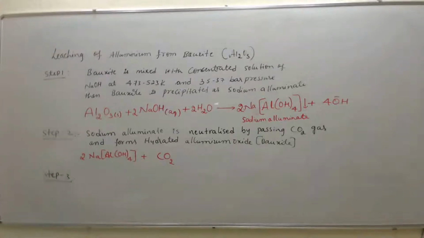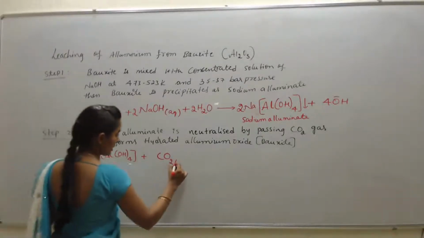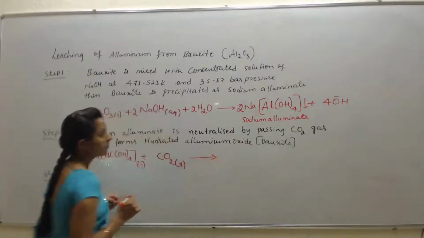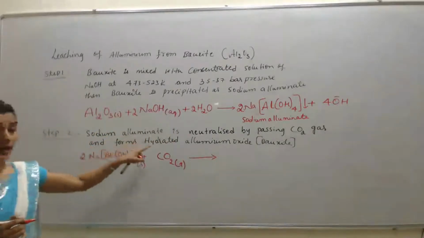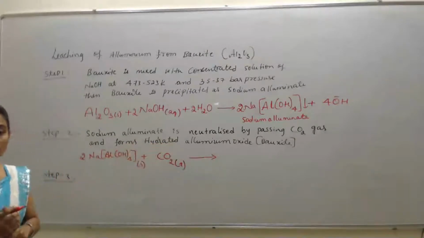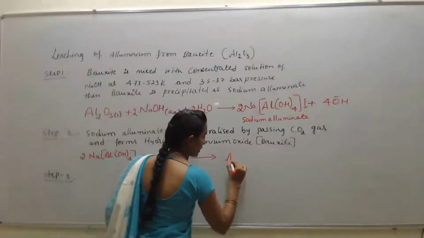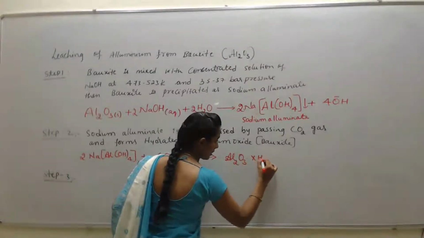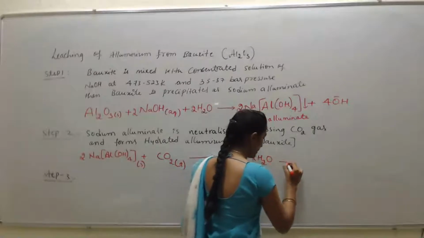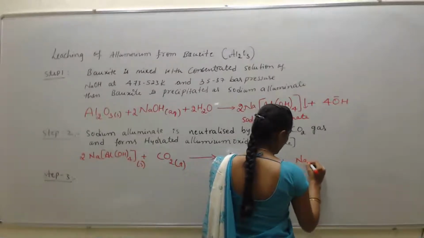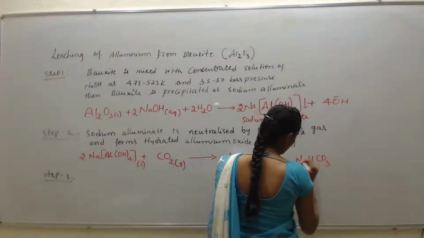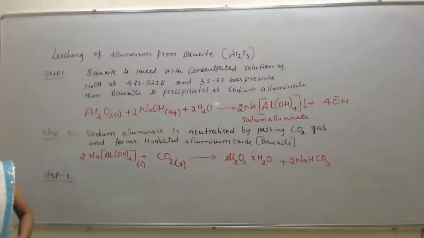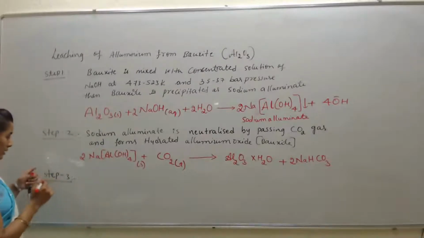Okay, so this is the equation. This is a gas, this is solid. So here what happens? It forms hydrated aluminium oxide. That means Al2O3 into xH2O plus NaHCO3.